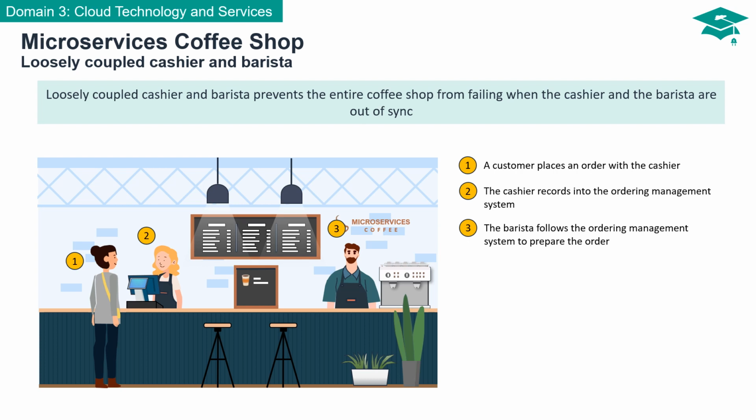In this microservices model, the cashier and the barista are loosely coupled. They don't need to be in constant communication or depend on each other for every step. This loose coupling allows them to function independently, even when they are out of sync or face issues. If the cashier is busy with multiple orders or takes a break, the barista can continue to serve customers seamlessly by following the instructions from the ordering management system.